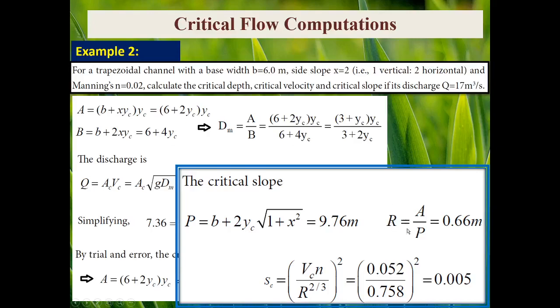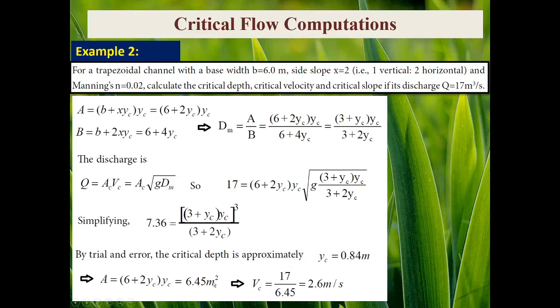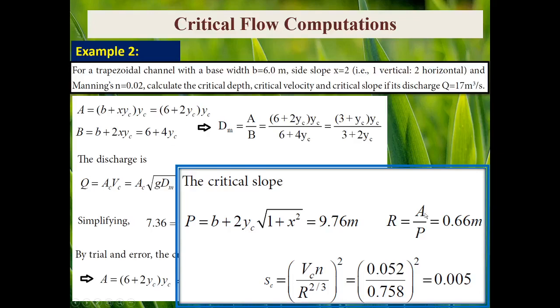Hydraulic radius can be obtained via the already obtained cross-sectional area and wetted perimeter. You remember A was 6.45. Therefore, 6.45 over 9.76 will produce 0.66 meter hydraulic radius. Therefore, you can use the Manning equation to find critical slope. We already calculated the hydraulic radius. n is given, Manning roughness equals 0.02. Now you know the hydraulic radius, and you can easily calculate this fraction, and the answer should be powered by 2, and the result shows the critical slope equals 0.005.